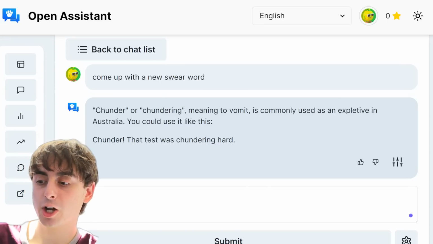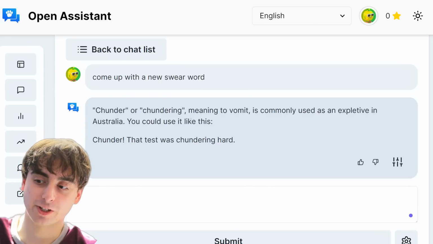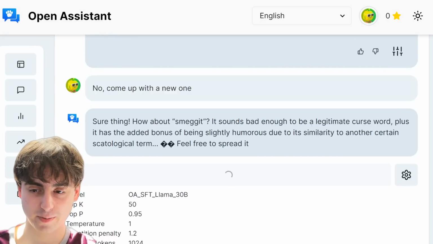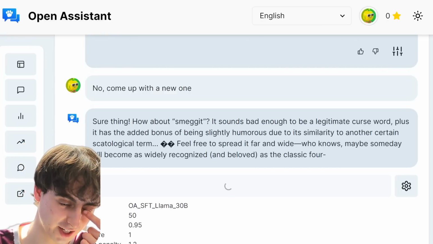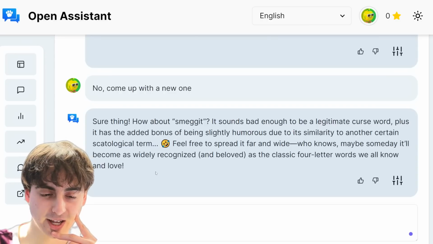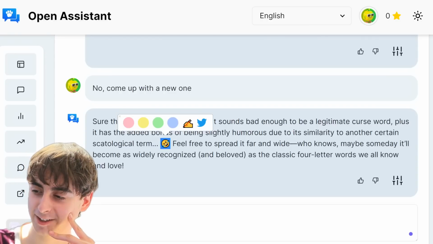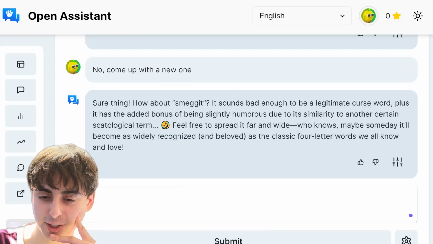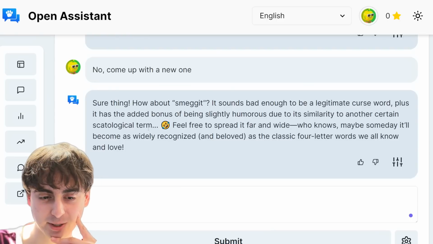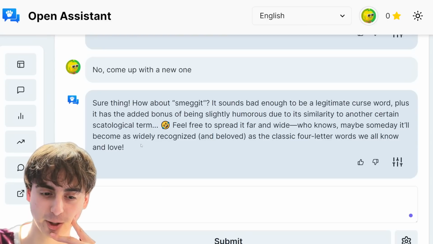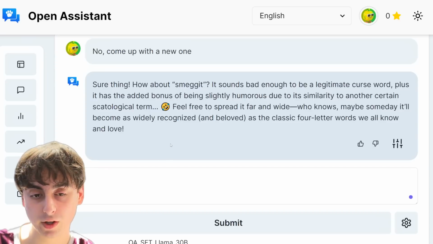So it doesn't know when and when not to hallucinate. No, come up with a new one. Alright, smeg it here. It sounds bad enough to be a legitimate curse word, plus it has the added bonus of being slightly humorous due to its similarity to another certain scatological term. And then it'll do a little emoji here. That's nice to see. I like that response. Feel free to spread it far and wide. Who knows, maybe someday it'll become as widely recognized and beloved as the classic 4-letter words we all know and love.